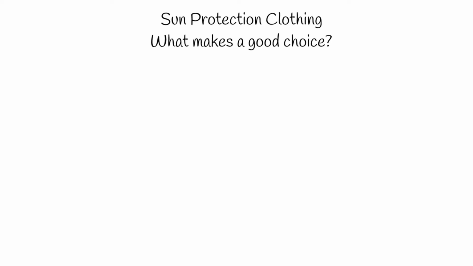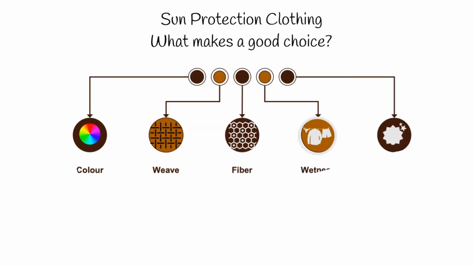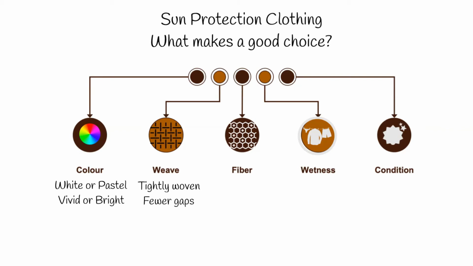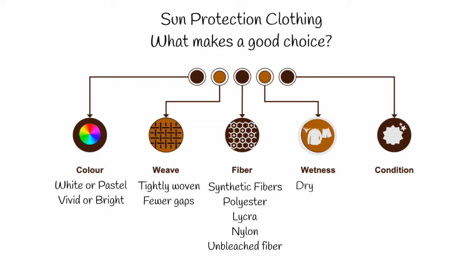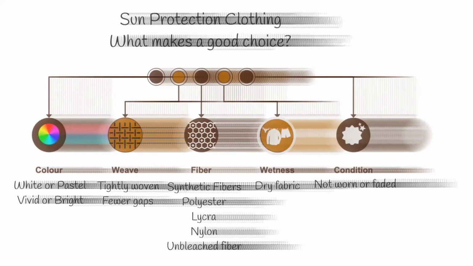Sun protection clothing: what makes a good choice? Here are 5 factors to consider: color, weave, fiber, wetness, and condition. For colors, white or pastel, vivid or bright are the best choice. Under weave, we should choose tightly woven fabric with fewer gaps. Excellent choices of fibers are synthetic fibers, polyester, lycra, nylon, and unbleached fiber. The fabric should not be wet, and should not be worn or faded.